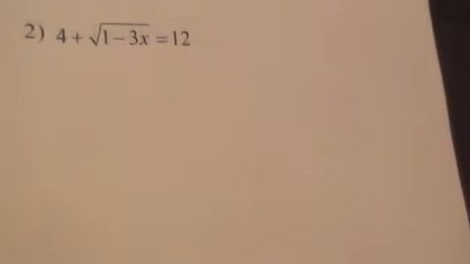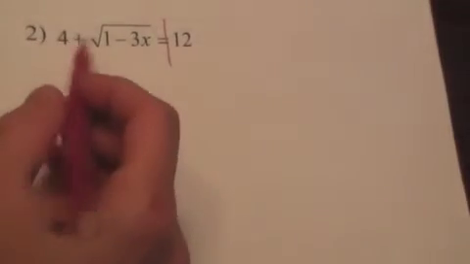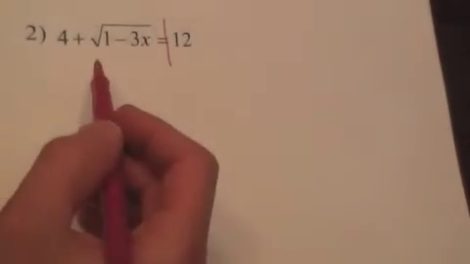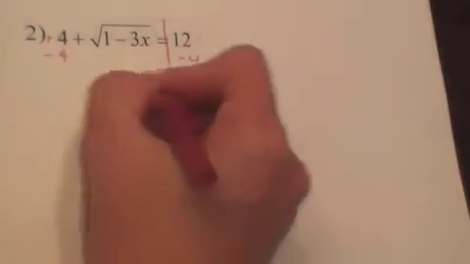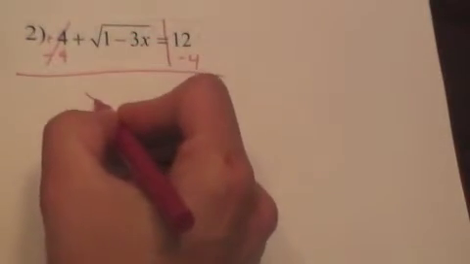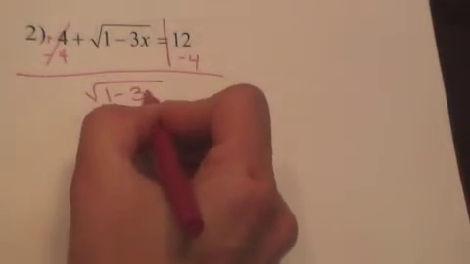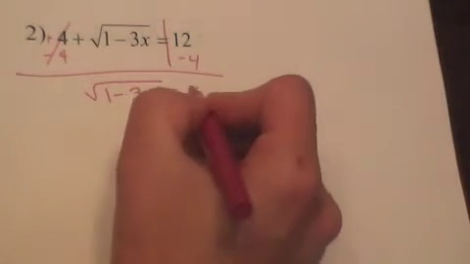Okay, this one. First step. Is the radical by itself? Draw a line here. On this side of the equal sign, is there more than just a radical? Yes, there is a 4. So we need to get rid of the 4, so you use its inverse operation. 4 is positive, so you subtract 4 from both sides, and you get the square root of 1 minus 3x equals 8.